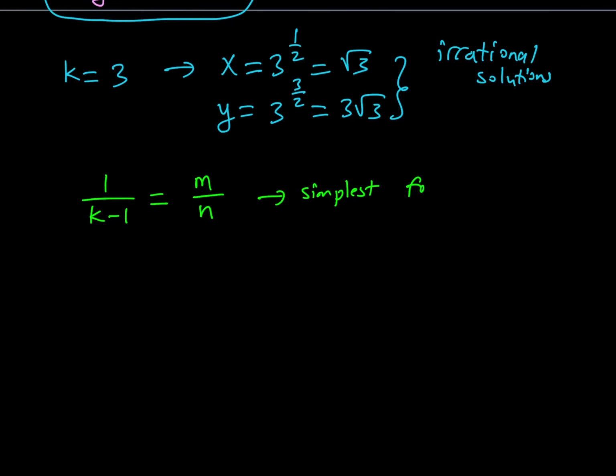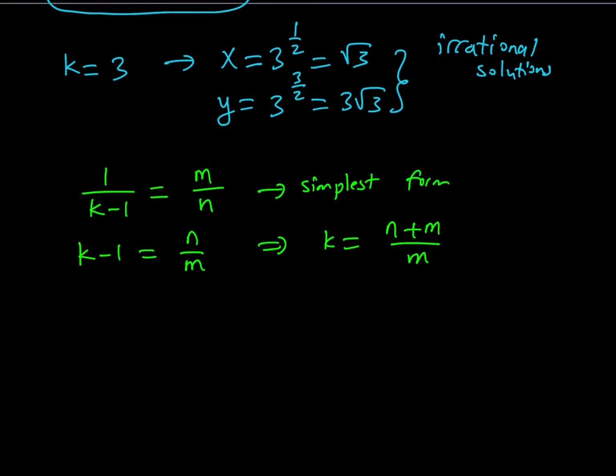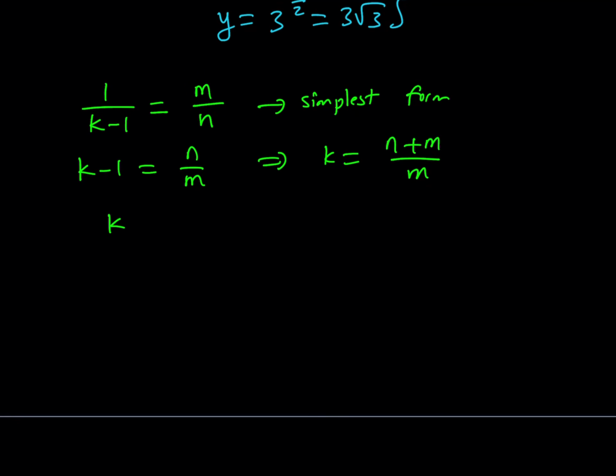Now here's what happens. To keep a long story short, this gives us k minus 1 is equal to n over m, and from here you get k equals n over m plus m over m, which is n plus m over m. So we got the value of k and k minus 1, so we can go ahead and evaluate k over k minus 1. It is going to equal this divided by that, and when you do that, the m is going to cancel out, and you end up with n plus m over n.